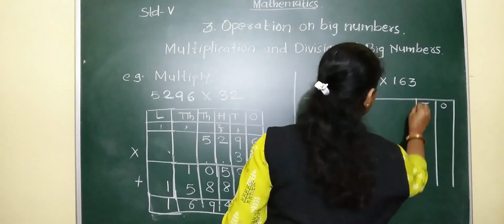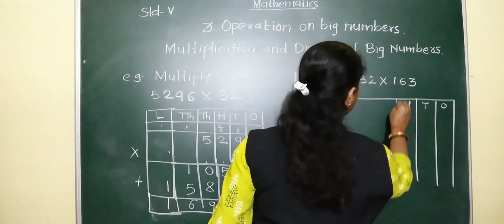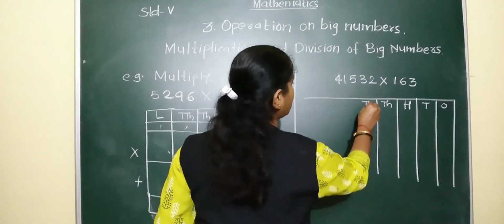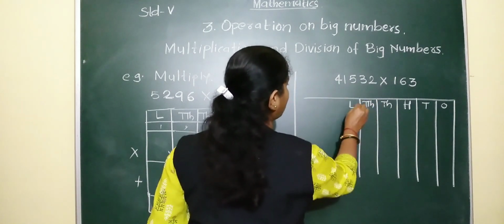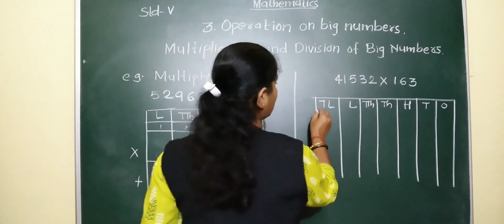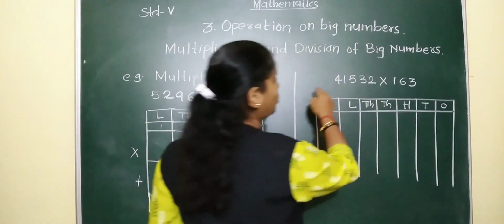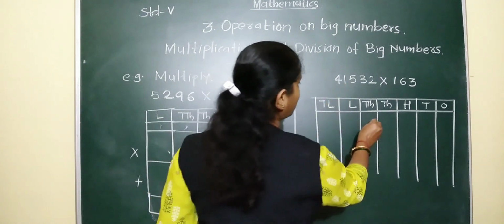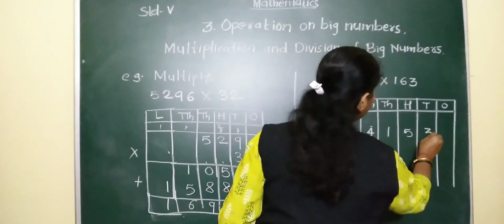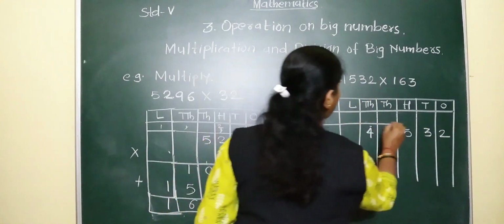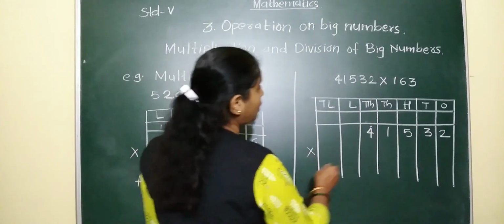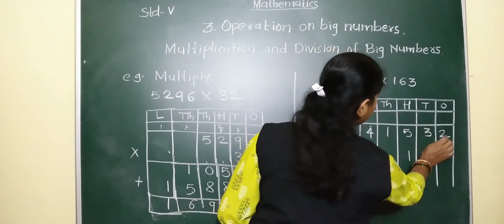Ones, tens, hundreds, then thousands, ten thousands, lakh. Up till 10 lakh we will draw. Afterward we'll see. Okay. And put the number now. 41,532. I have kept a little place to carry the numbers. And it is multiplied with 163.